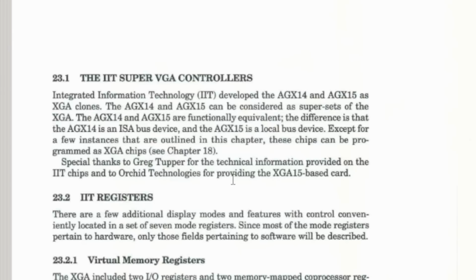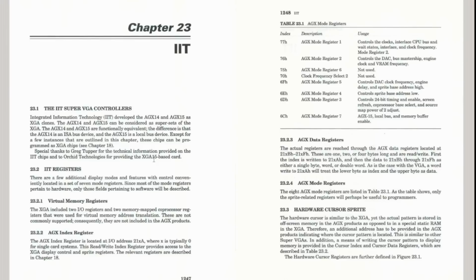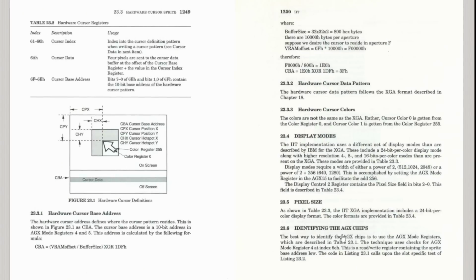And apparently Orchard Technologies provided them with an actual card. I presume they mean AGX 15 here. But in terms of the information here, there's not very much. They just list the AGX specific registers and their indices. Very, very brief description of how to program them. Really not enough information. There's a section on the hardware cursor, which I'm not really interested in, and how to identify the chips. But that's about it. This is the end of it here.